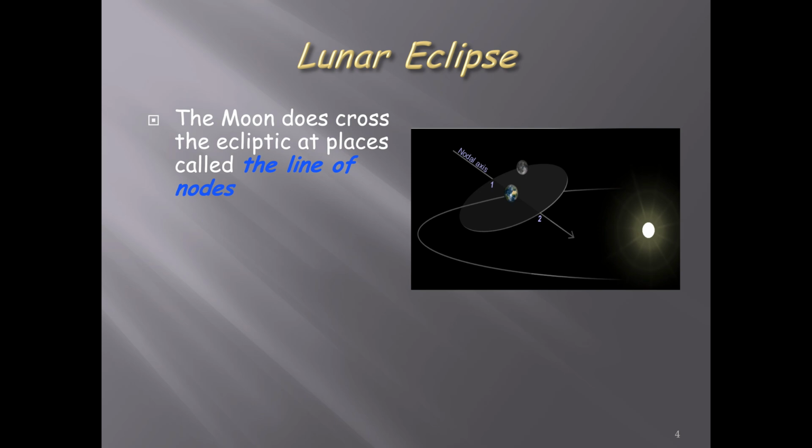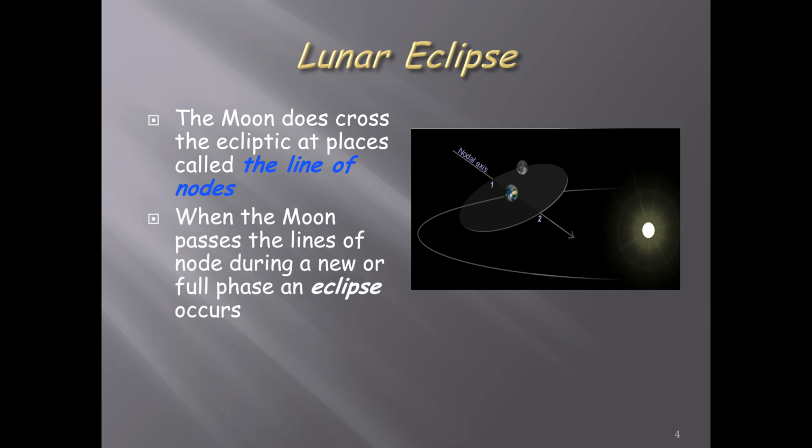So there are times that the full moon lines up where the Earth's shadow does fall on the moon. And the place where the moon crosses the ecliptic, remember way back when we said the ecliptic is really just kind of a general term for orbit or path, but when the moon crosses the ecliptic, that path there, it's referred to as the line of nodes. And at the line of nodes, if you get a full moon phase there, then you're going to have an eclipse.